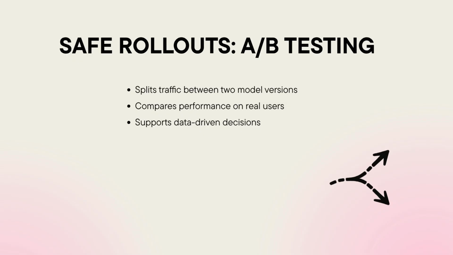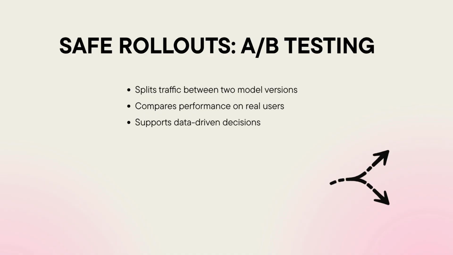And then finally, A/B testing. A/B testing splits user traffic between two versions of a model, typically the existing one and a candidate replacement. This allows real-world performance comparisons across statistically significant user groups.